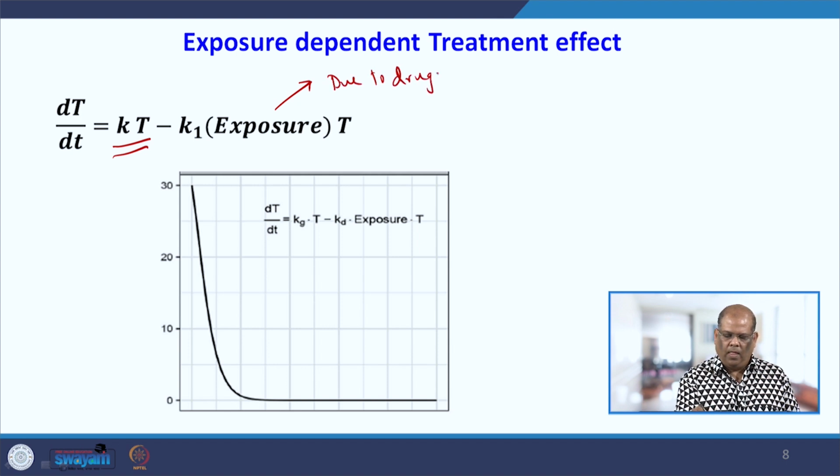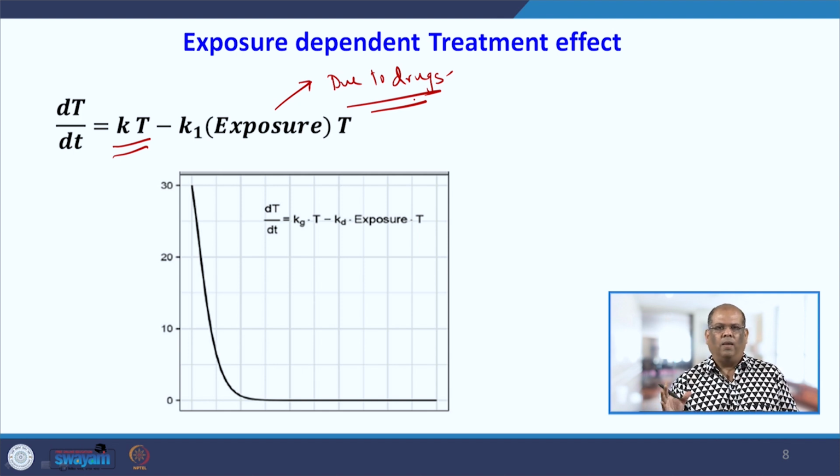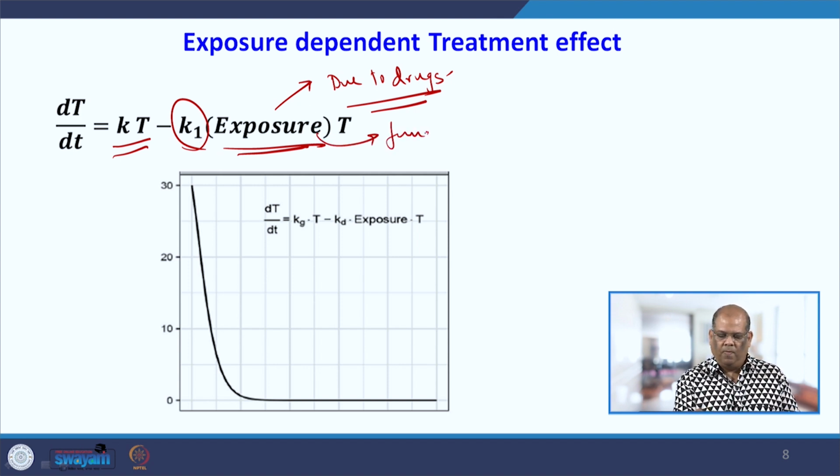drugs. So, what does this exposure mean? There is a time interval or time span during which your drug is going to work, and various doses of drugs are going to be applied inside the body of the person suffering from this tumor. So, this exposure is due to the drugs, which helps in killing the tumor cells at a rate k1. So, that is why minus k1 times some exposure, which can be a function of time, and generally people use what is called Hill's function.